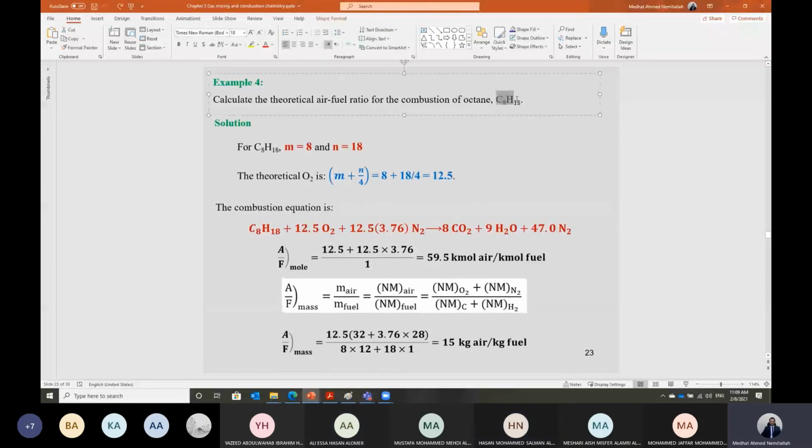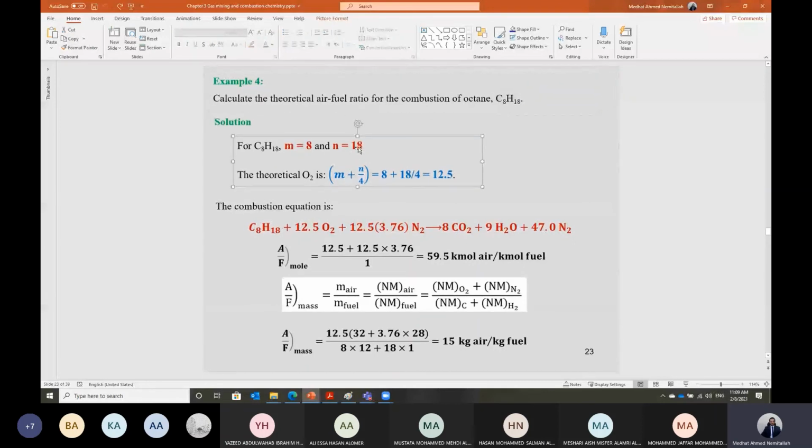So if we have fuel C8H18, in this case M is equal to 8 and the number of hydrogen atoms is 18, so gamma, M plus N over 4, will be 12.5. Then we can write down the combustion equation: C8H18 plus gamma, 12.5, O2 plus 3.76 N2. That should give us M CO2. M is equal to 8, so it will be 8 CO2 plus N over 2. N is 18, over 2 it will be 9 H2O, plus the same gamma multiplied by 3.76. This is actually N2, which is 3.76 multiplied by 12.5.